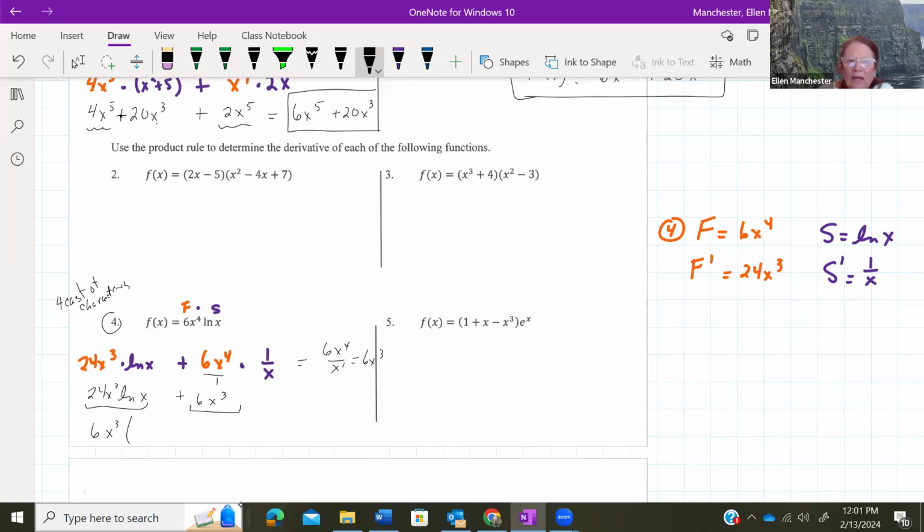So what's left when I do 24x cubed divided by 6x cubed, I have a 4 ln of x left in the first term. When I divide 6x cubed by 6x cubed, I have a 1. So this is my simplified derivative. And there's no way to get out of it. I had to do the product rule.